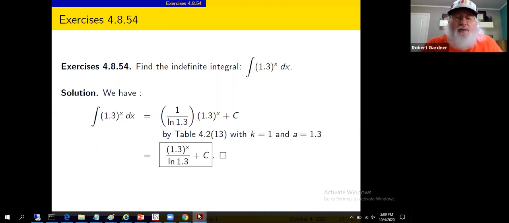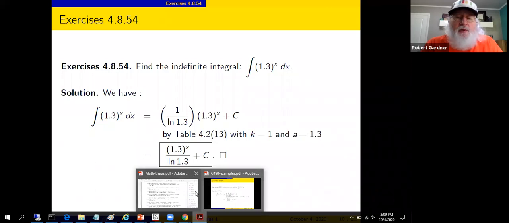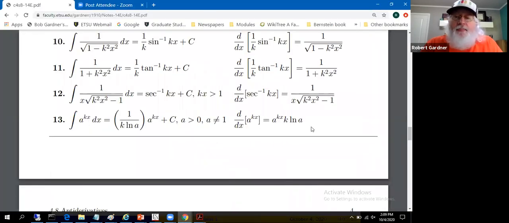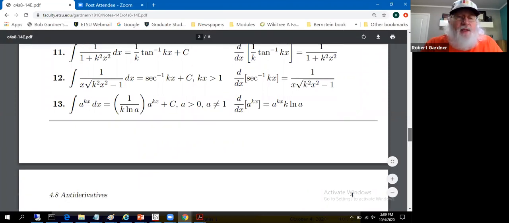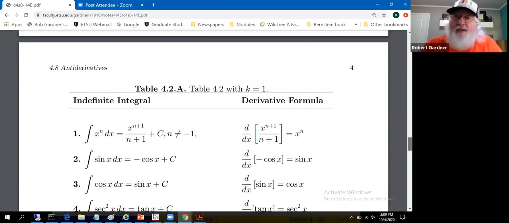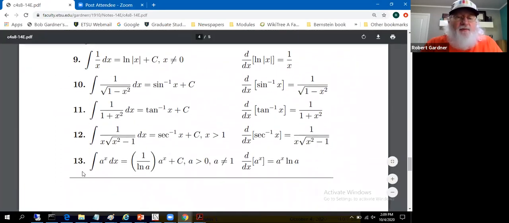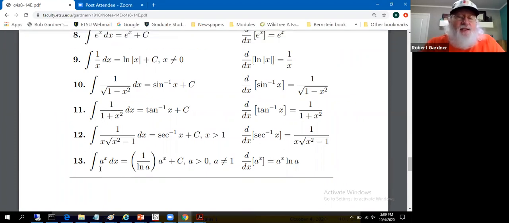So I guess I could say we can use the table with k equals 1, or better yet, let me scroll down to the table where I plug k equals 1 in all of them. Here's exactly what we have then. So equation 13 with k equals 1 gives us this. We got a to the x power where a was, for some reason, 1.3. Then we should get 1 over the natural log of 1.3, 1.3 to the x power, plus a constant.